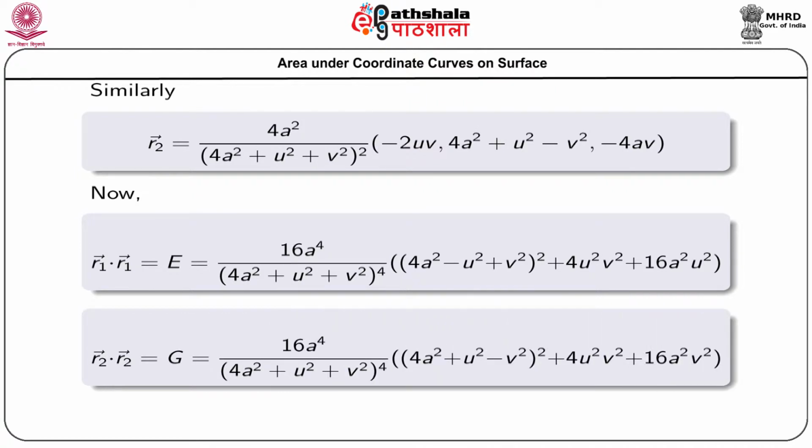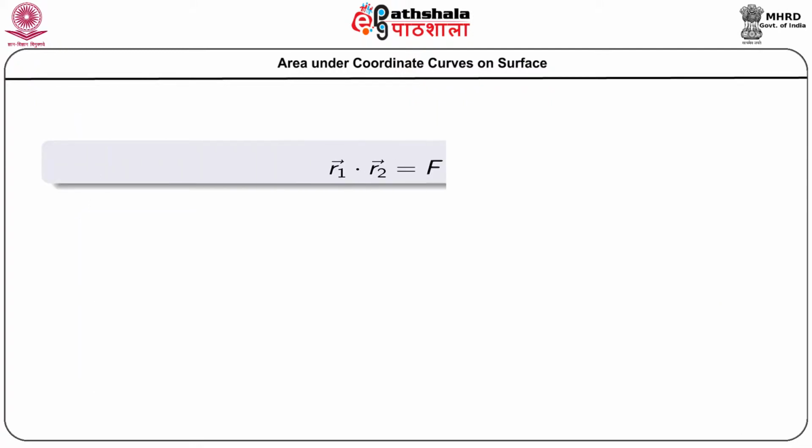Similarly, we can find R2 dot R2, that is A22, which is coming in the right hand side expression. And we have also seen that R1 dot R2, that is A12, is equal to 0. That means the coordinate system is orthogonal. That means the angle between the parametric curves is pi by 2.